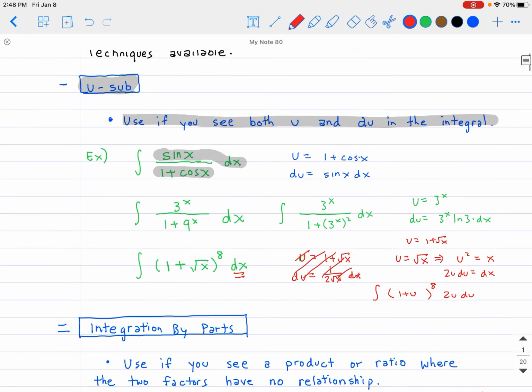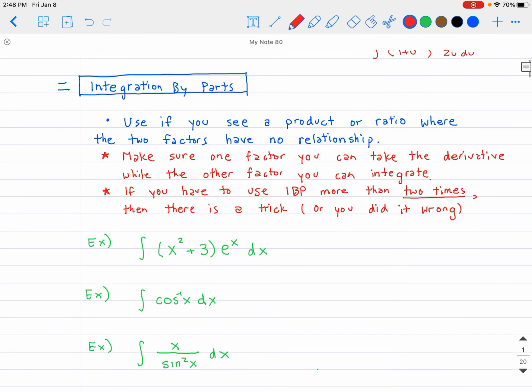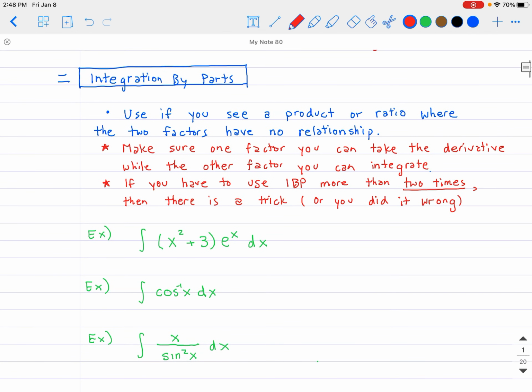Okay, the next type of integration that we look at is something called integration by parts. So for integration by parts, what you're looking for is the following. You're going to use integration by parts if you see a product or a ratio where the two factors have no relationship. Meaning that, whereas in u substitution you can see one is the derivative of the other, in this case they have no relationship.